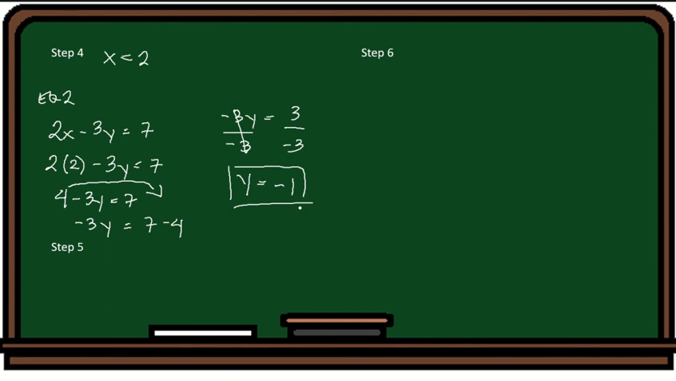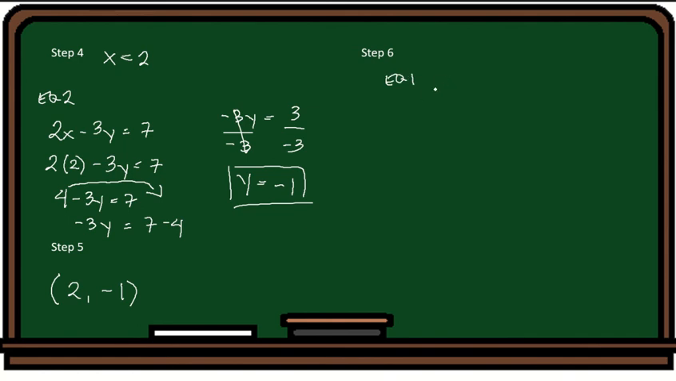So we have now the two variables, the x and y. So we can now write this as an ordered pair. So we have 2 and negative 1. To check if this ordered pair is correct or a solution, we will substitute the two variables in each original equation. So let's have equation 1.